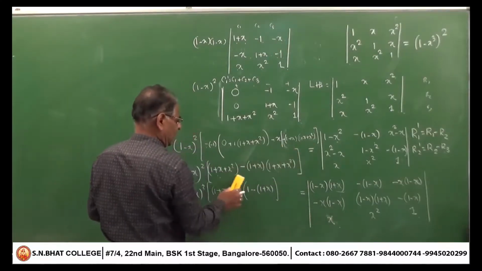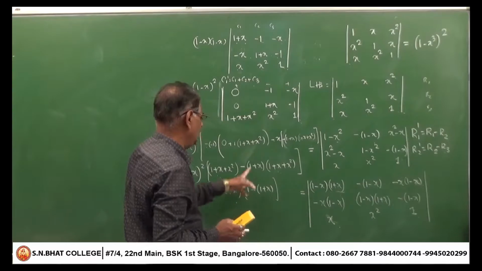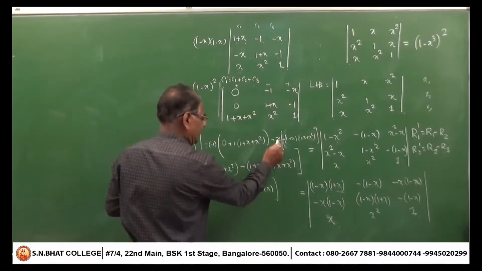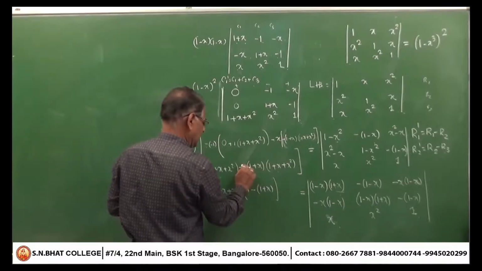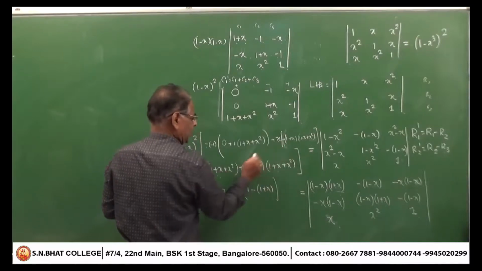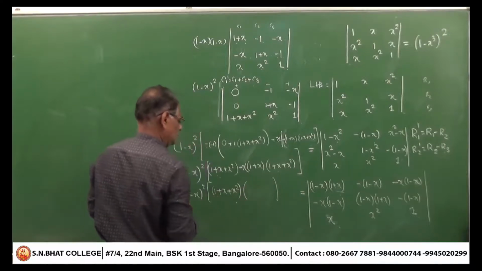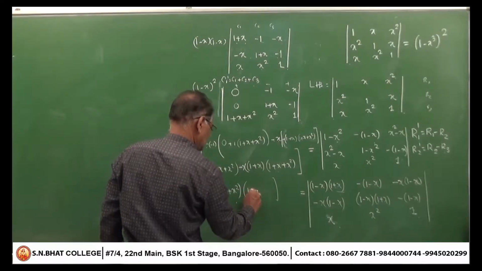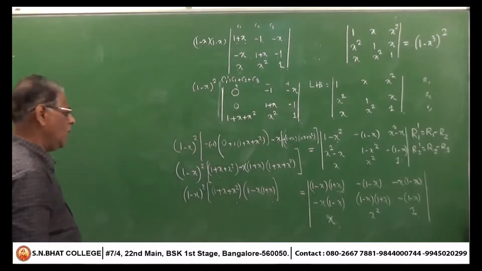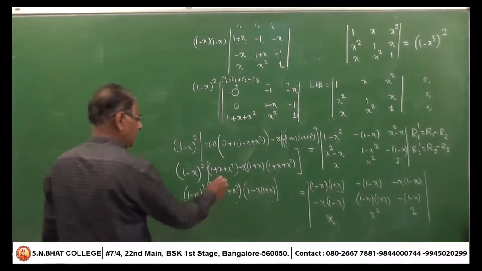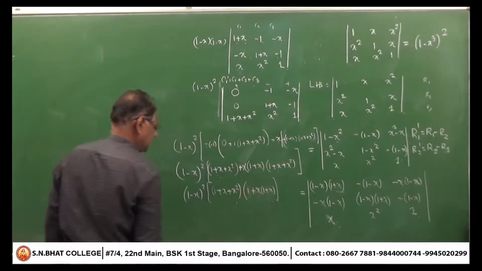Here, if I take (1 minus x) square common factor, here I have left 1, x is there. Here we have 1, x is there. Here we have 1, x is there. This is plus. Minus into minus plus. This is plus.